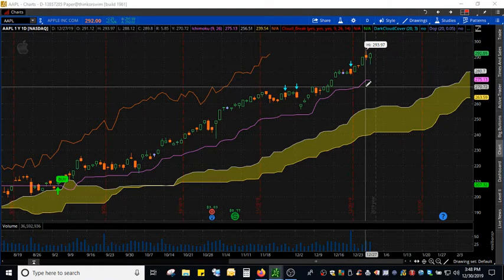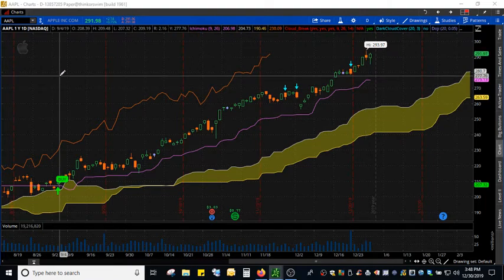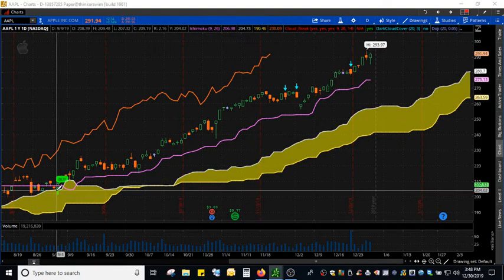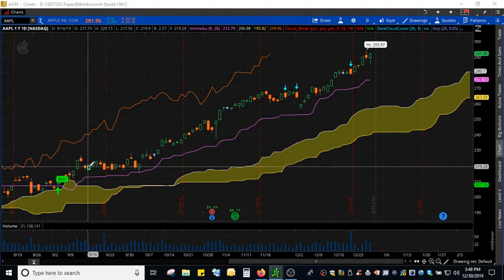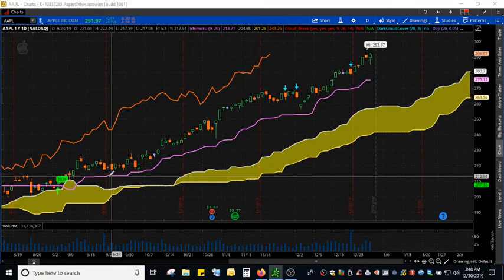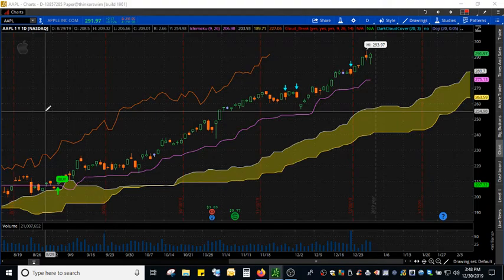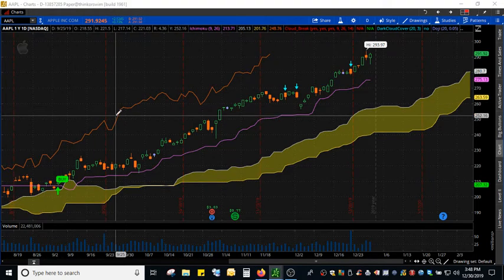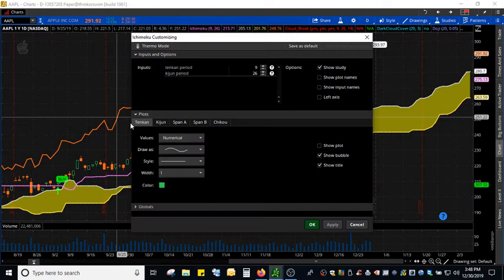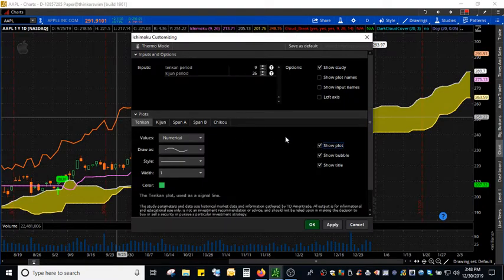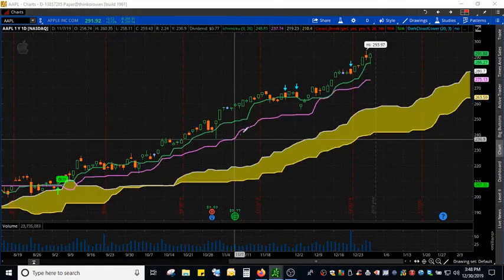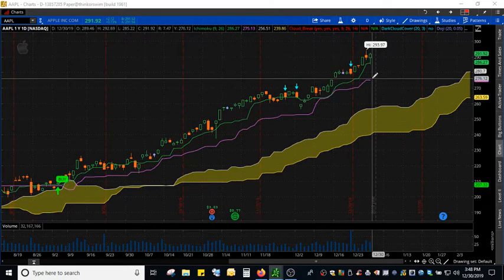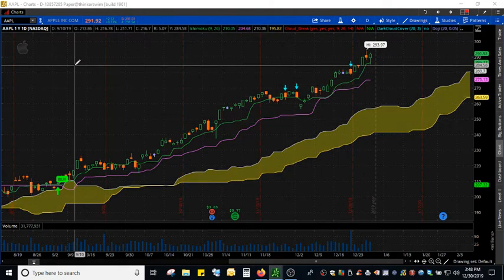This maybe wouldn't be a bad idea for swing trading or longer term. You could have made your entry here, set a stop, close below this purple line. Where'd my green line go? I think I got rid of the wrong line. Yeah, we don't want to get rid of this line. We want to get rid of this line. Okay. So you could have set it to stop out, close below this purple line. Look how long, 3 months later, you'd still be in that trade and be up big.